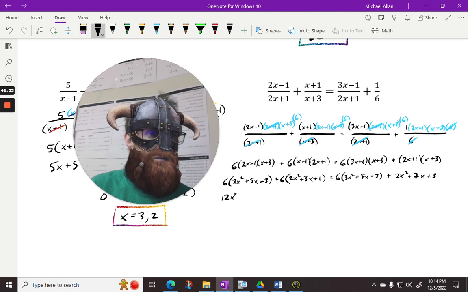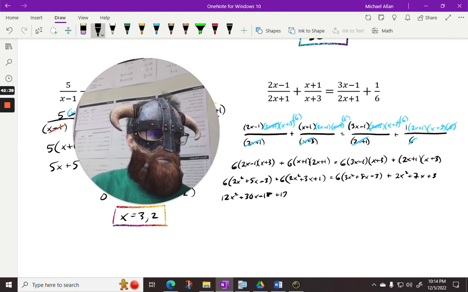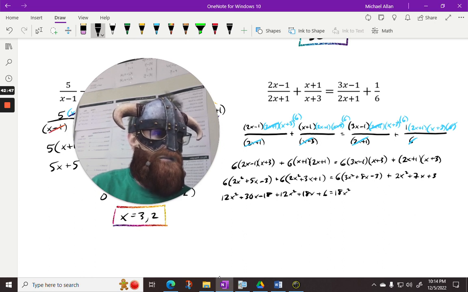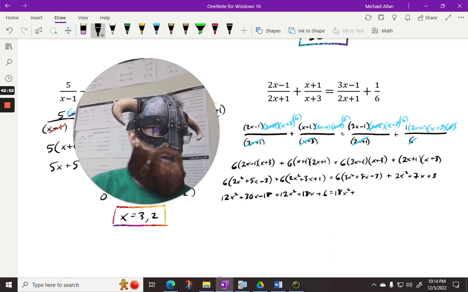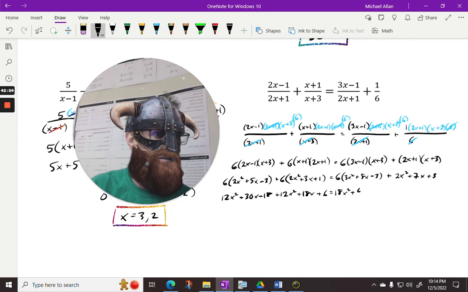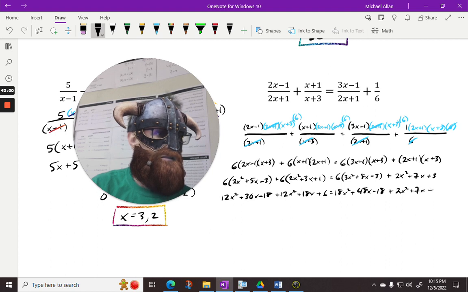So you get 12x squared plus 30x minus 18 plus 12x squared plus 18x plus 6, and then 18x plus, oh man, I lost my math here, 48x's, is that right? 48, yeah, 48x's. Yeah, this sounds very familiar. We've done this question before in class, but always fun to do again.